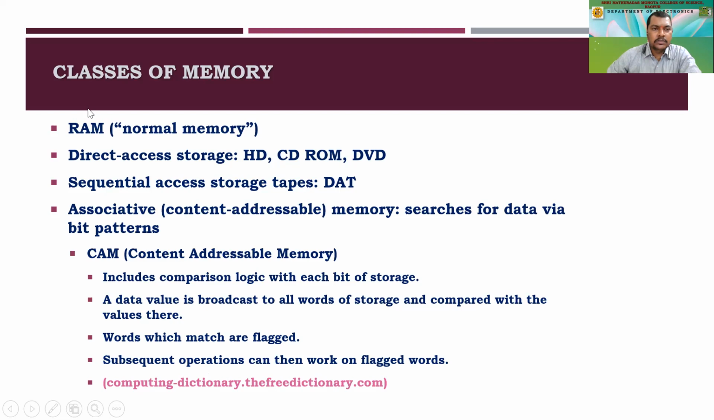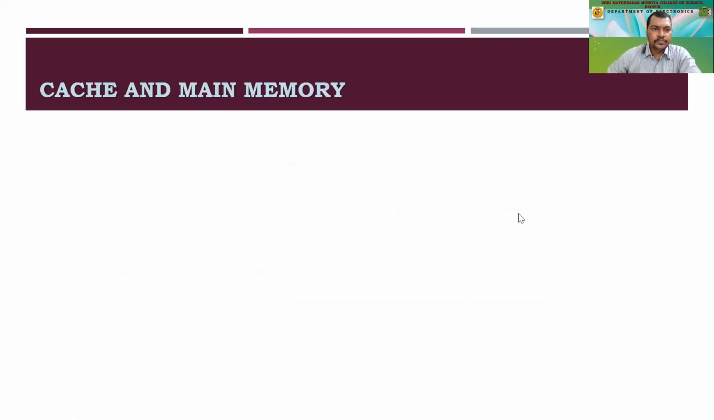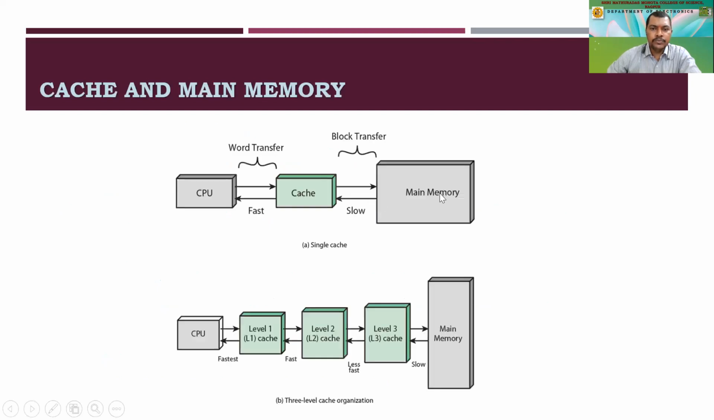So these are some classes of memory that we have. We are concerned with both static RAM and dynamic RAM, which we will study in depth. I guess we will be studying this in the next class, cache and main memory. But we can have this block diagram, where we understand what is cache memory, what is the main memory, where they are situated, and how they are organized.